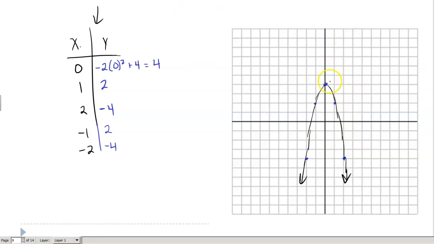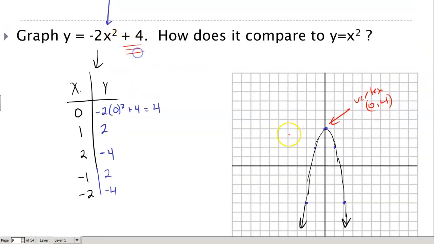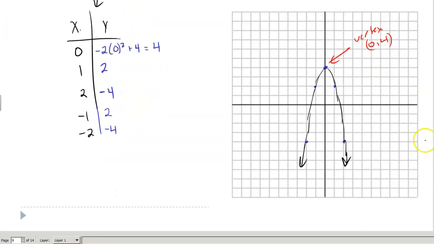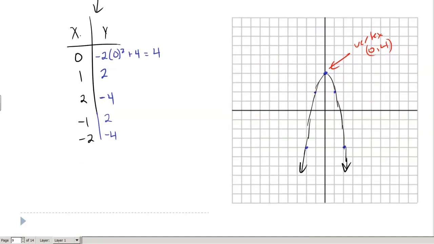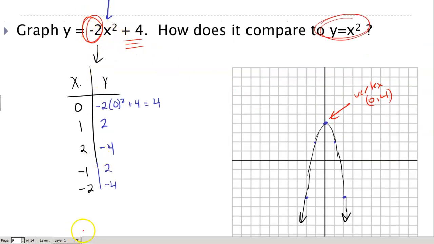We also have the vertex of this parabola. The vertex here is at 0, 4. It moved up 4, right? And that's because we had this plus 4 right there. So the graph shifted up. And also in comparison to y equals x squared, what else can we say? This parabola is not opening up, it's opening down now. So we don't have a U shape, we kind of have an upside down U shape now. And that's because of the negative coefficient there.